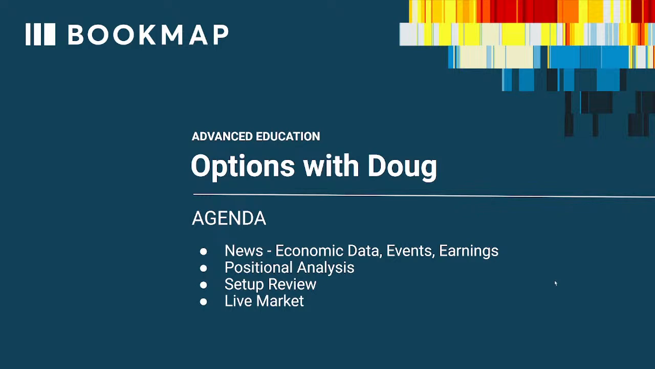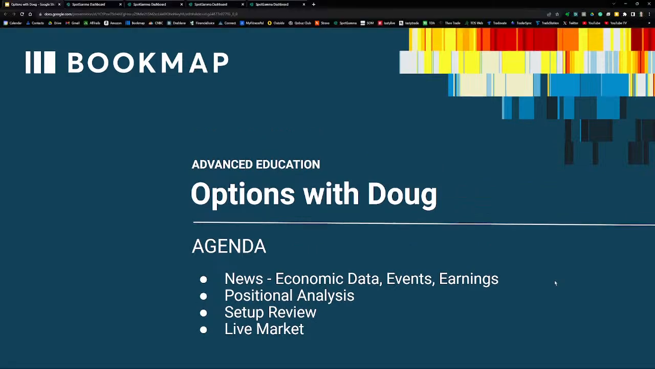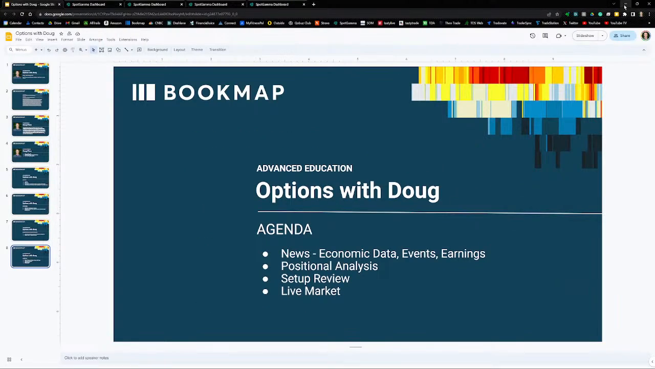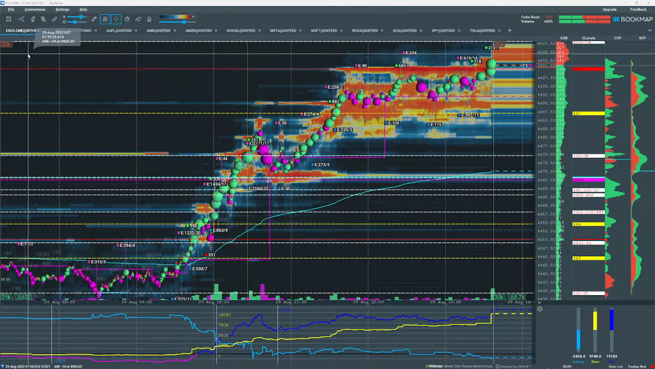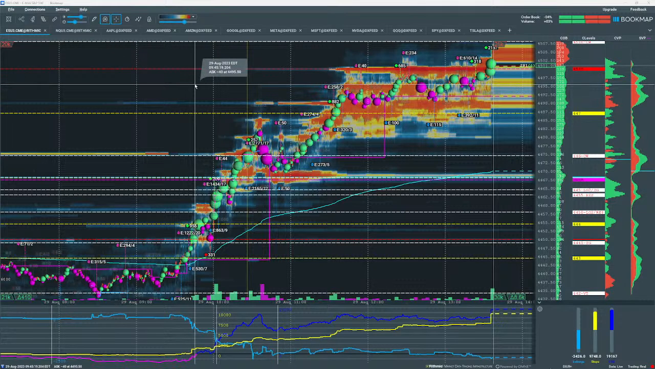All right, let's get started with positional analysis now. So let's take a look. Start with Bookmap. This is the S&P 500 futures. Wow, what a day! And we'll go over this in a few minutes.